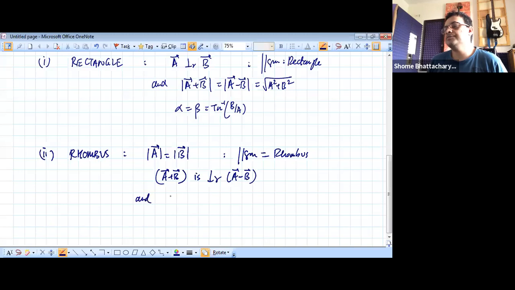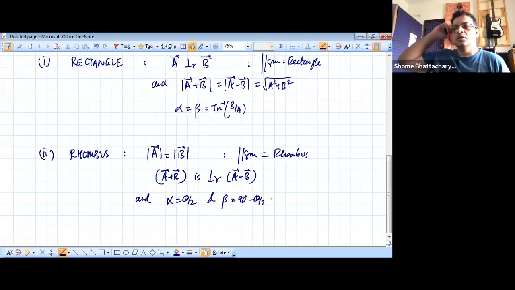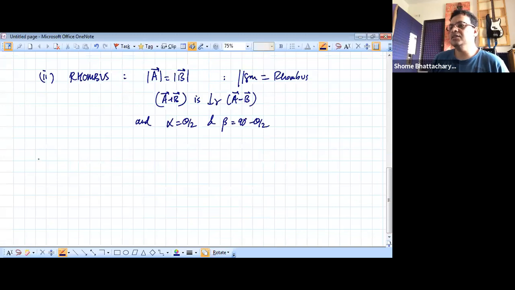and alpha is equal to theta by 2, and beta becomes 90 minus theta by 2. तो ये important special properties हो जाते हैं rhombus के. And then the third case was the square which overlaps these two.